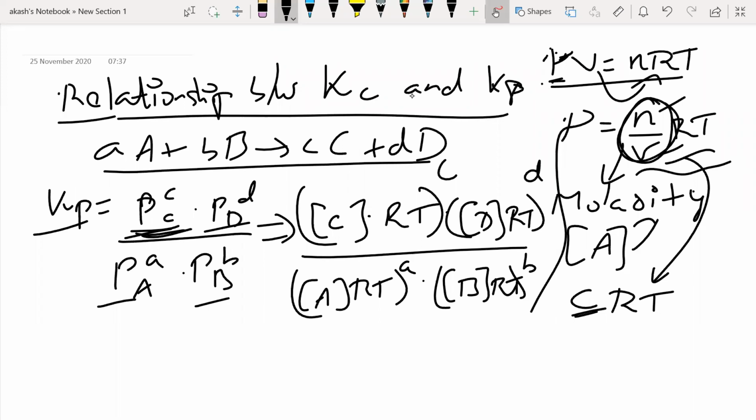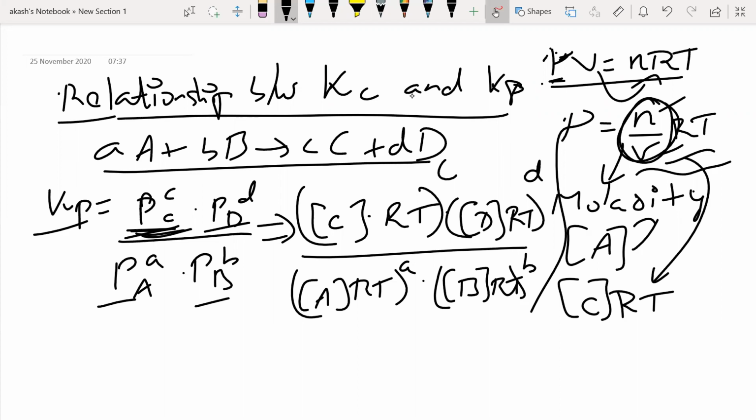So I can write basically this. You wrote it as C here. If you want, I can even write it as some concentration into R into T. Again, whatever the concentration of the particular species you're talking about, that has to be substituted. Now, what I have here is PC power c. How will I write PC? PC is going to be concentration of C into R into T, if I use the ideal gas equation.